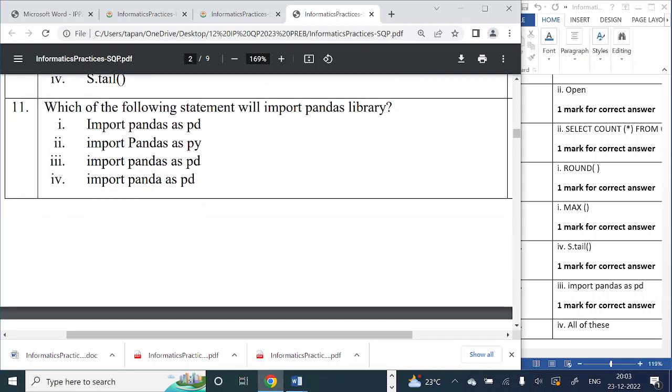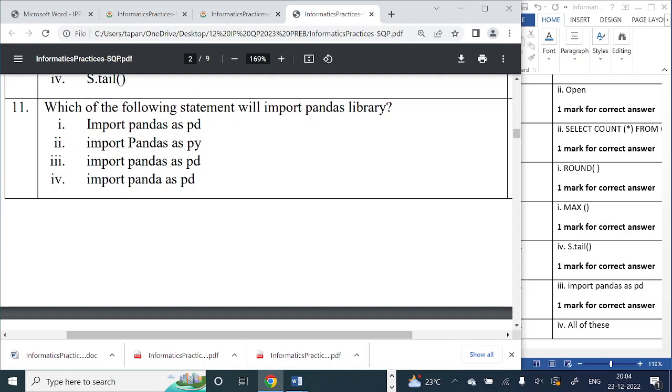Now question number 11. Which of the following statements will import the pandas library? Import pandas as pd, import pandas as py. You will see here it should be in small letter. The second thing is the spelling of pandas. Pandas should be small letter actually. Here in the first option I is capital, so it is wrong. In the second option P should be small. Here one typographical mistake is there.